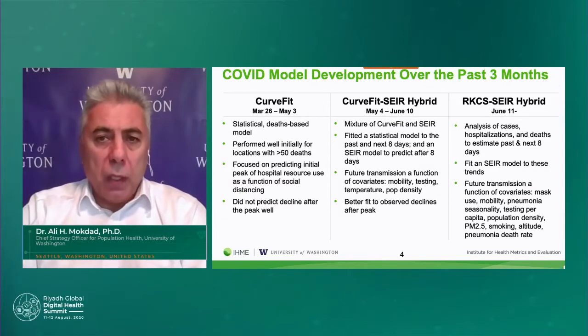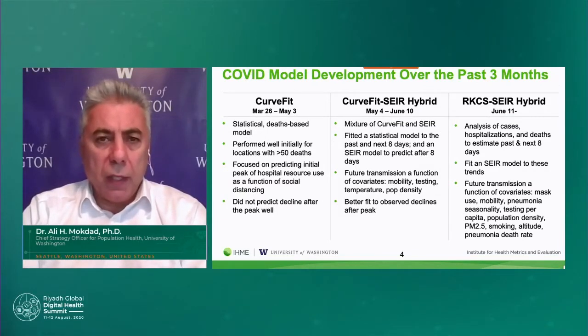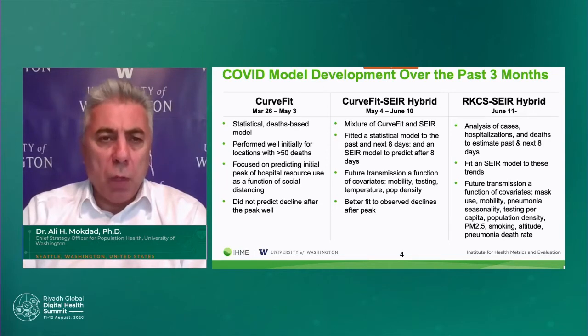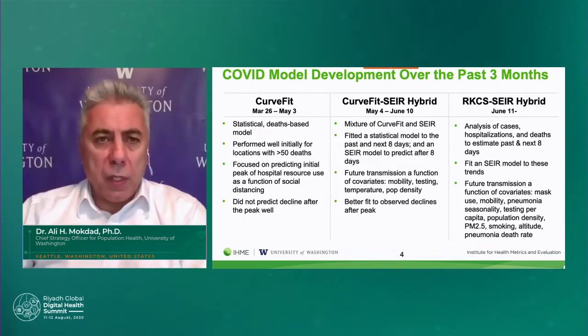And we are in the third version of our model. We have realized that with this virus, as more data comes in, we need to change our modeling strategy in order to capture the new data and do a better projection. So briefly, the first model was a curve fit, which did very well in the United States projecting the peak, but didn't do very well when we started coming down in the United States. So we switched to an SEIR model and curve fit hybrid.